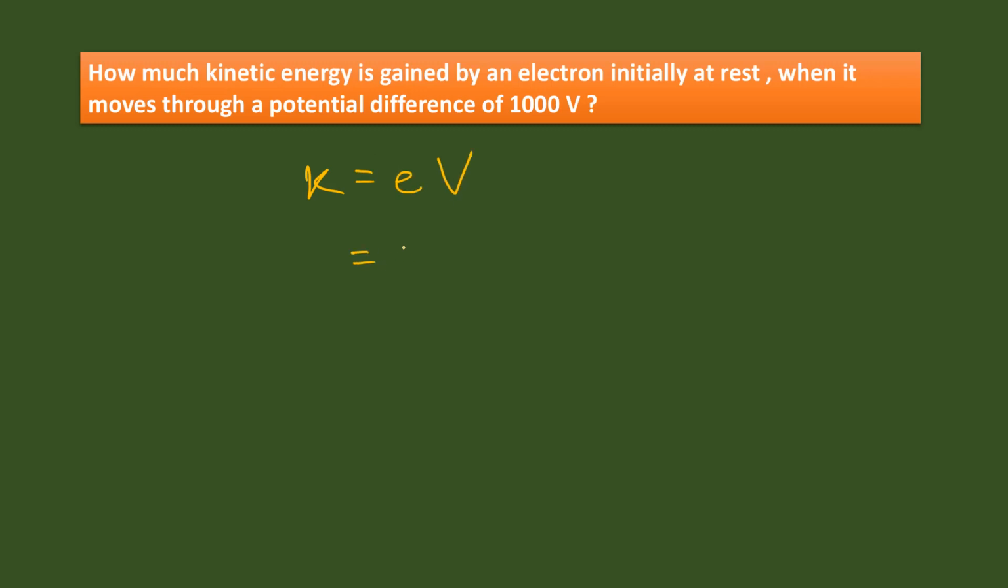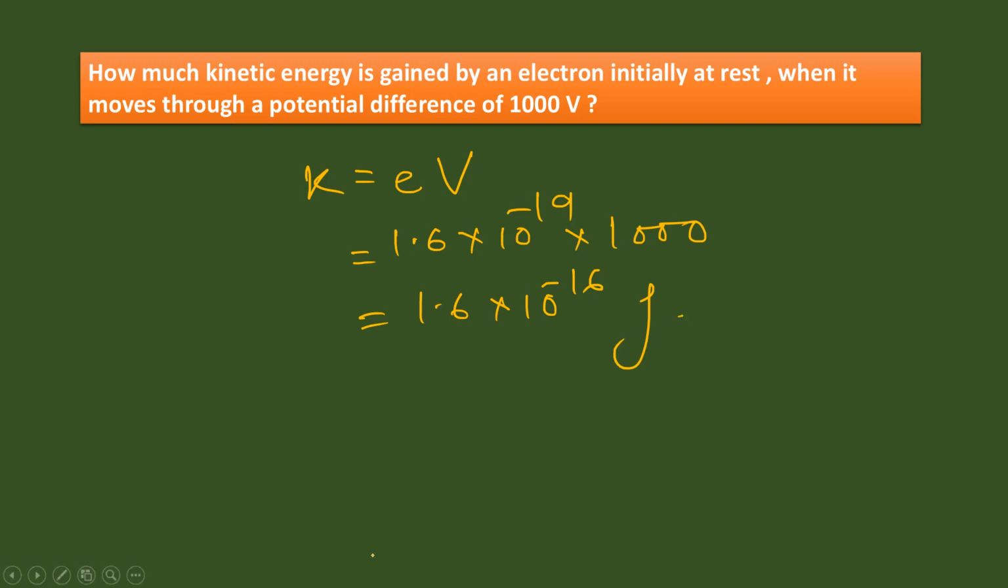Now what is the charge of an electron? That is 1.6 into 10 to the power minus 19 coulomb multiplied by, what is the potential difference here? The potential difference is 1000. 1000 means how much? 10 to the power 3. 10 to the power 3 into 10 to the power minus 19. That means 10 to the power minus 16 joule. How easy is it, right?